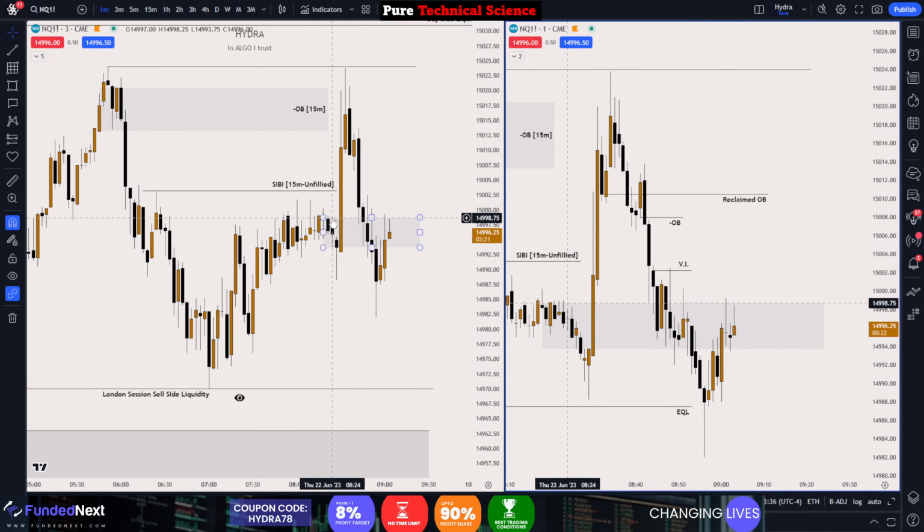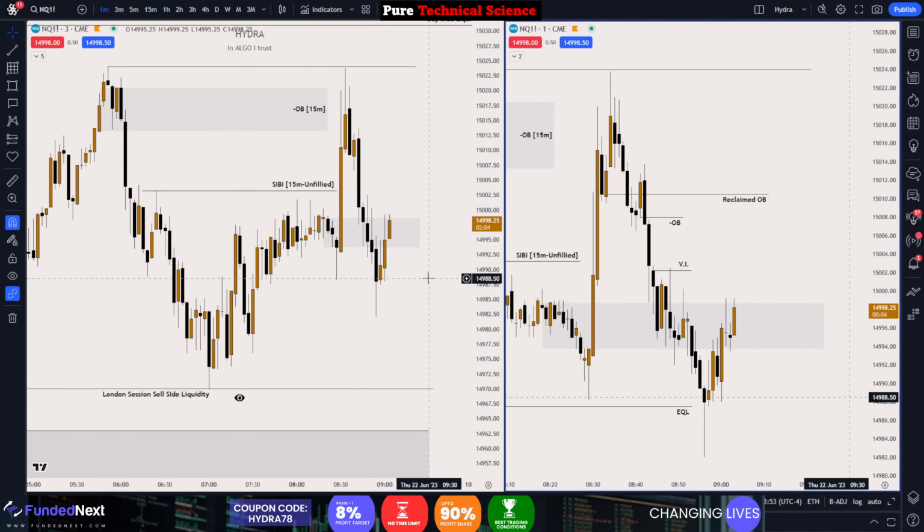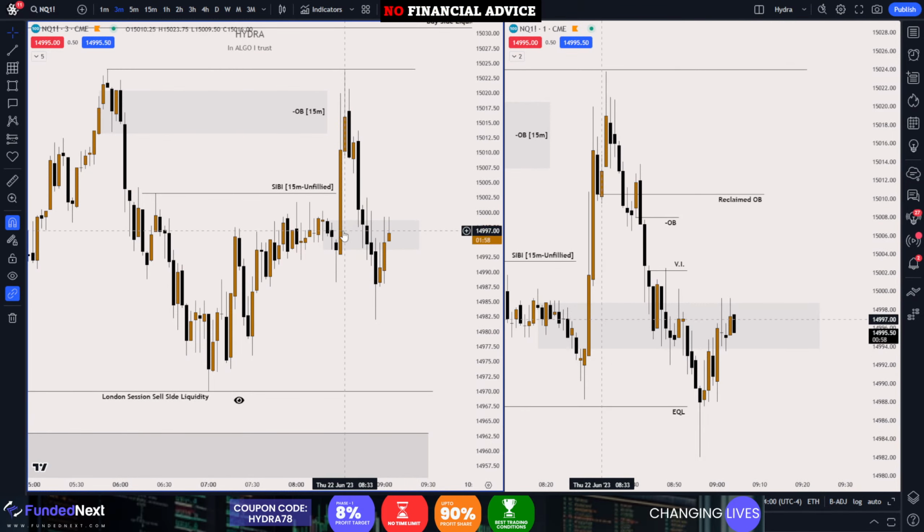If you journal your breaker block setups, you will see that when there's a fair value gap right next to it like this, price likes to not respect the breaker block, and when there's no fair value gap right next to it, price usually likes to respect that breaker block. So that's a small tip if you are using the breaker block as your entry model, and if you are journaling, look for that in your journal and you will find it. It's always there.